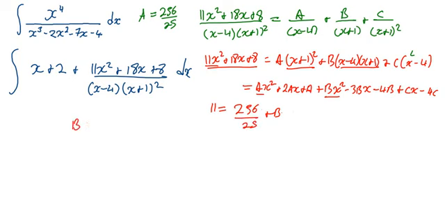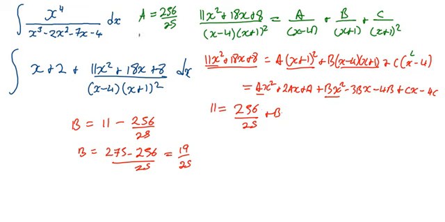So we can say our b is equals to 11 minus 256 divided by 25. So you say 11 by 25, that gives us 275 minus 256 divided by 25. So we say minus 256, that gives us our b to be 19 divided by 25. So our b, we found that is equals to 19 divided by 25.